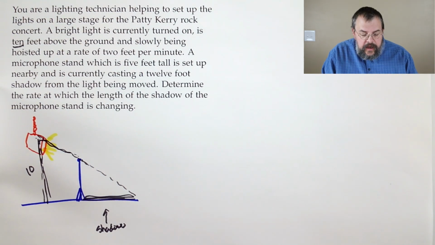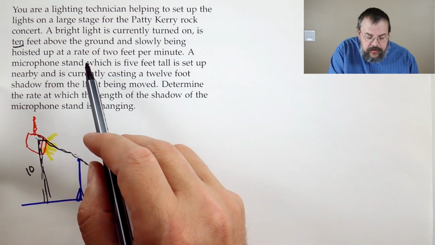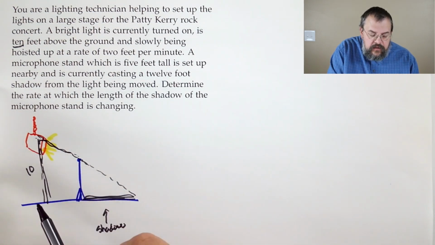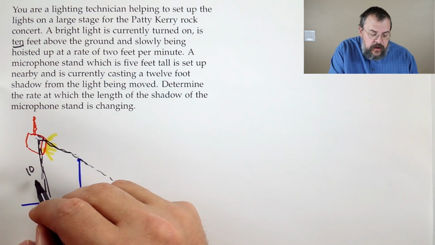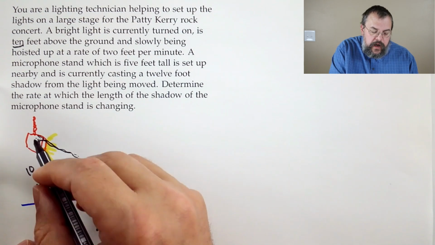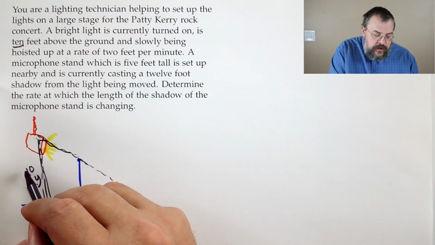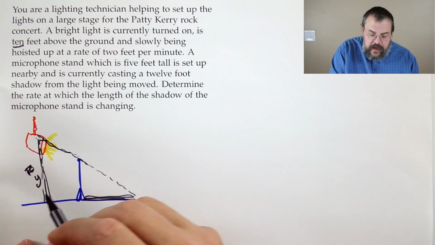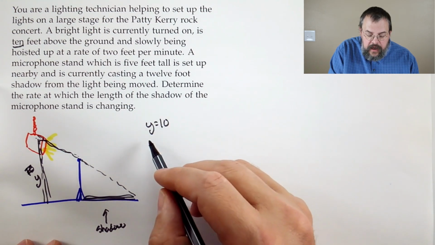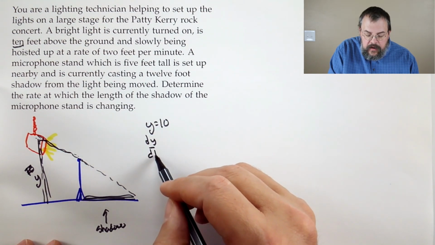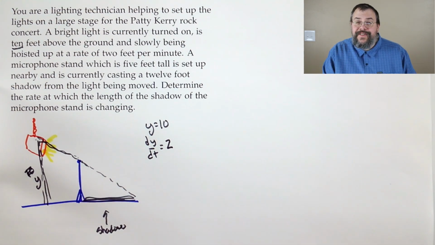All right, and it's slowly being moved up, and it's moving up at a rate of 2 feet per minute, which means this is something which is varying. So, all right, we should give this a variable name. We'll call it y for now. Y usually is a good variable name for things in a vertical direction because we're used to that. So let me just make a side note here. We're told that y is 10 and dy dt is equal to 2, and it's a positive 2.